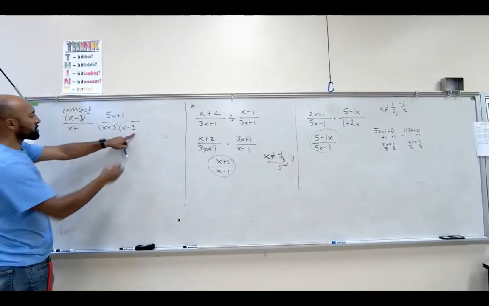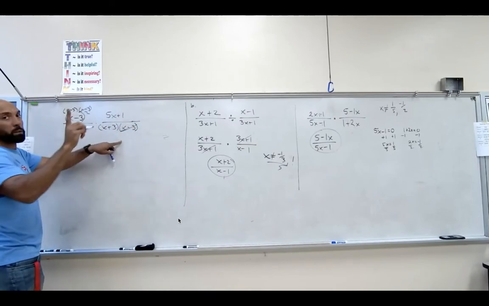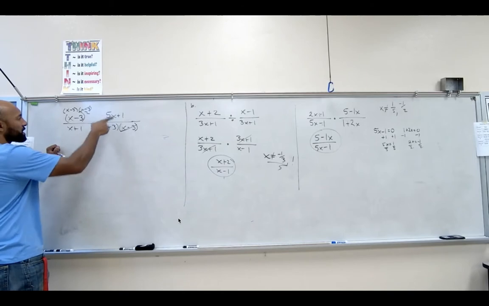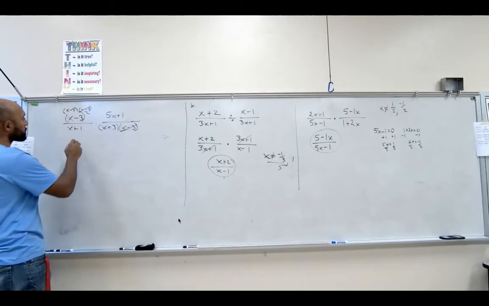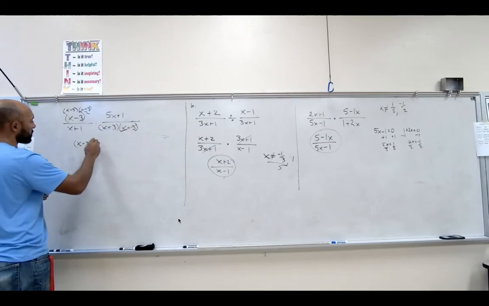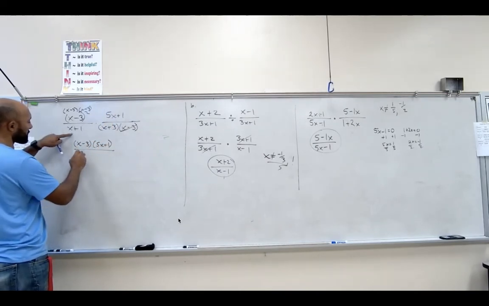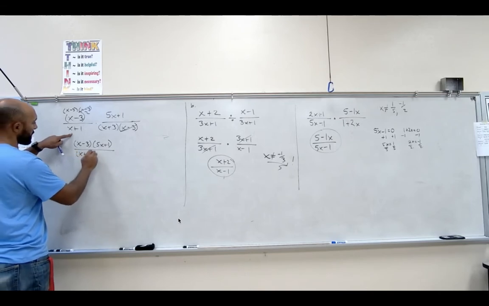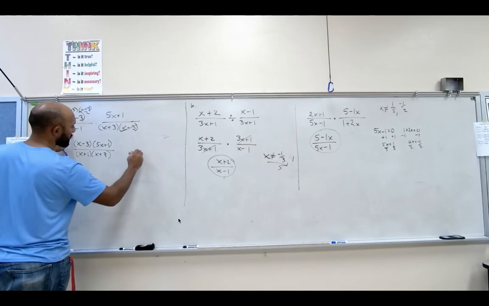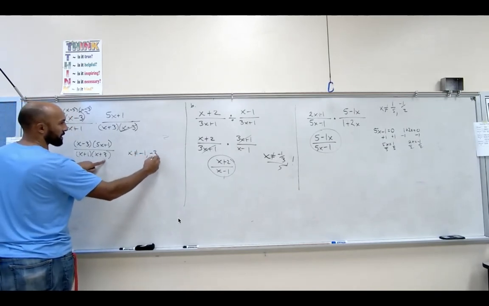And I have an x minus 3 over here, so only one will cancel, and I still have one left. Okay, and then nothing else is a like factor, so I'm going to have x minus 3 in the top and 5x plus 1. And then on the bottom, I'm going to have x plus 1 and x plus 3. Excluded values in this case: x cannot equal -1 and x cannot equal -3.